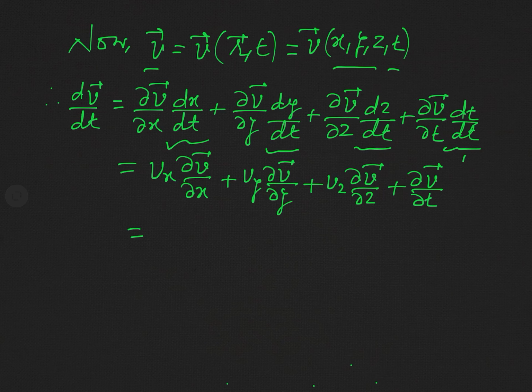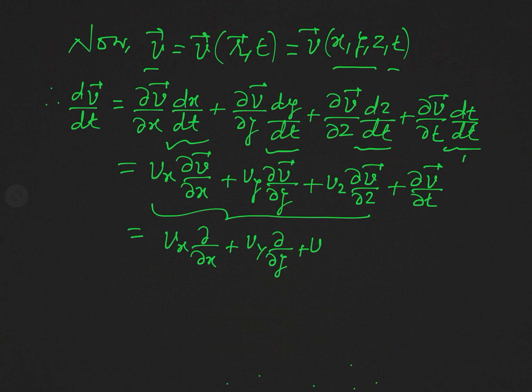Now we can write the first three terms in this way. This is vx del x plus vy del y plus vz del z v, and plus del v by del t.